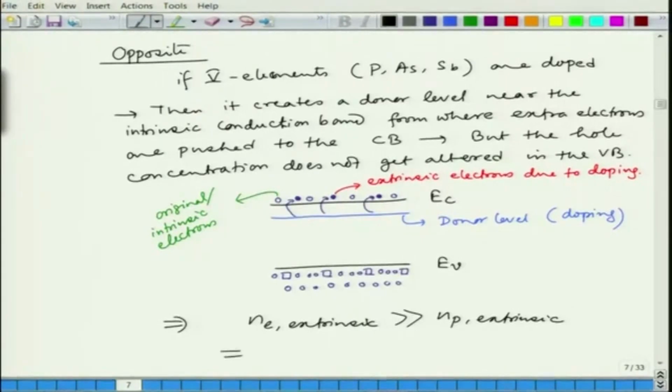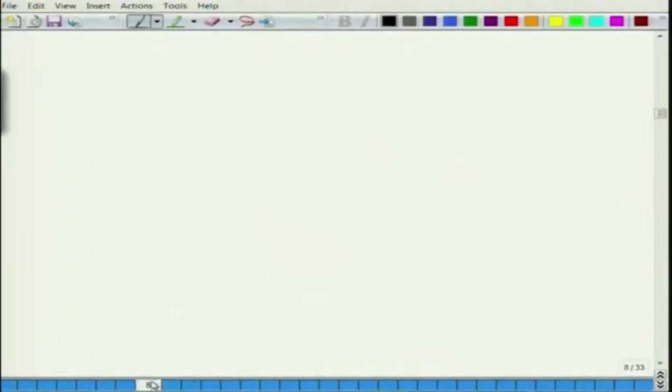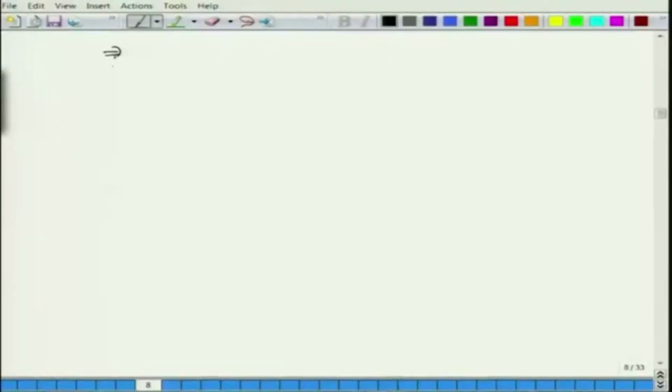So, that is how we will have n type semiconductor. Whenever the electron concentration dominates, we will have n type, and whenever the hole concentration dominates, we will have p type. So, that is how doping can generate n type and p type semiconductors. Okay. So, these are all good in terms of getting the concept right, why this is happening. Now, that is not enough to design something, right.